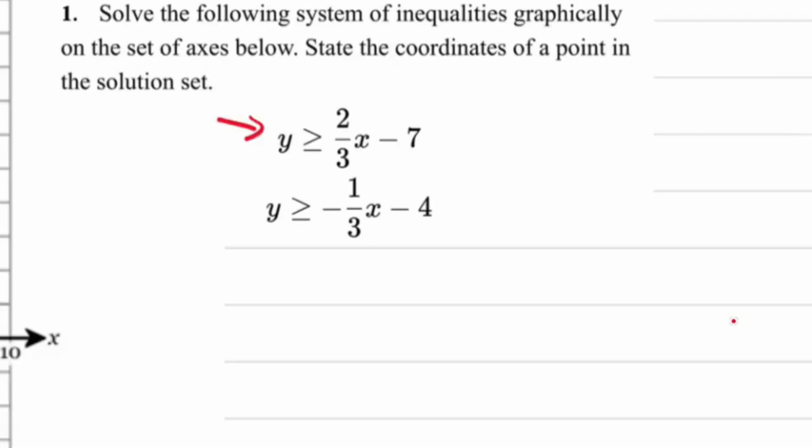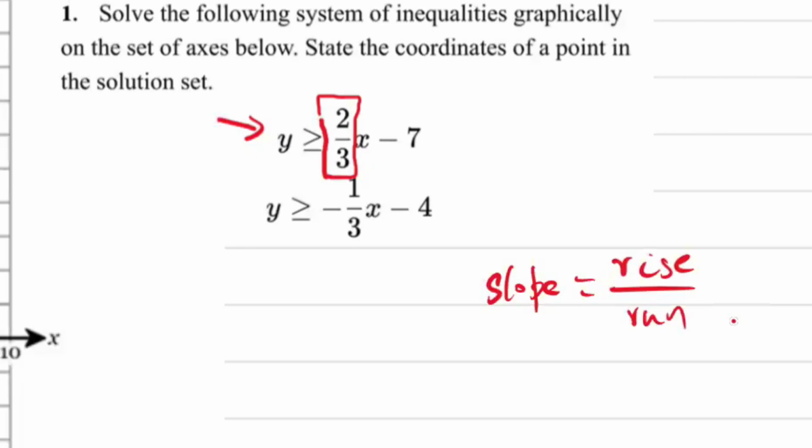All right, because I see this here, 2/3, that's my slope. And remember, slope is always rise over run. So we want to make sure that we remember that our slope is our rise over run. The top number is the rise. In this case, I'm looking at 2/3, so my top number is the rise and my bottom number is the run.